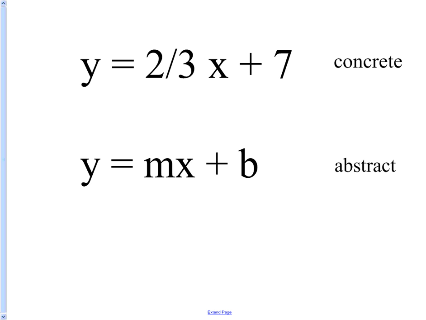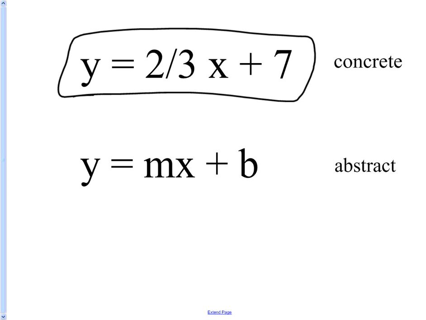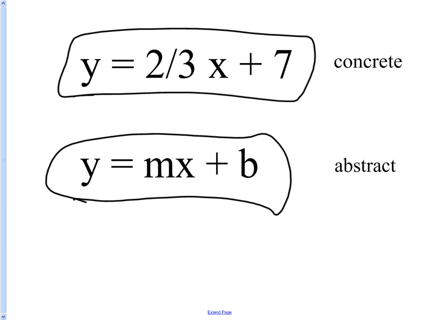All right, moving on. That is more concrete because you can see the numbers and it's easier to understand. This is more abstract because it's all in variables. Like here, if I asked you what's the slope on this one? 2/3. What's the y-intercept? 7. Good. And in the more abstract, the slope can still be found, but it's a variable. What is it? m, and the y-intercept is b, and so they're just a little more abstract.